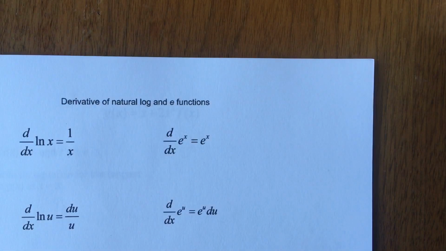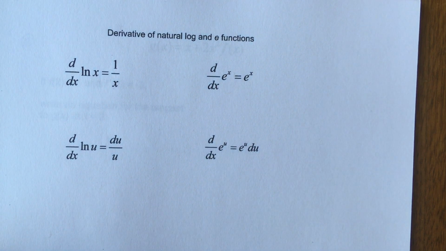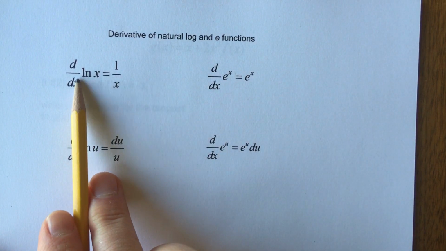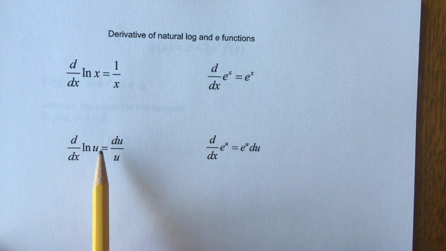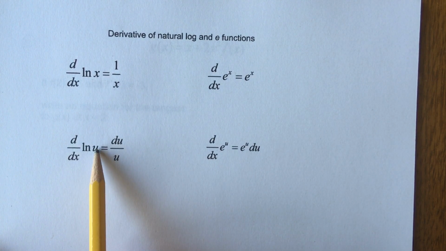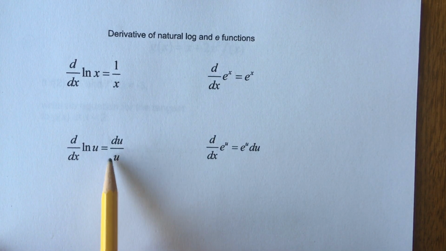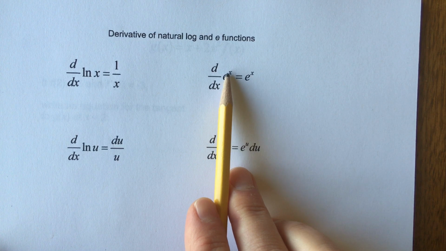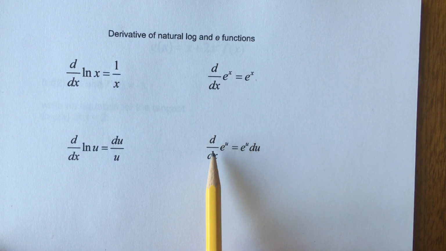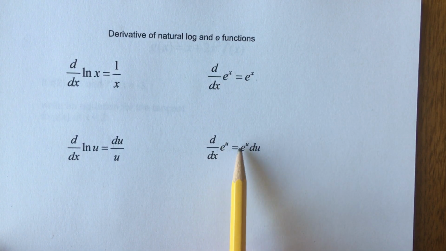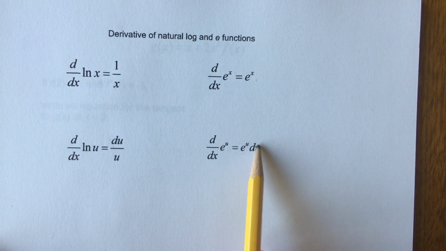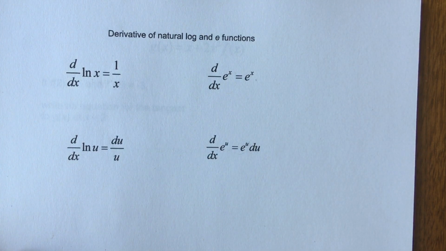So this page right here, just information only. As is this page right here, which is our derivatives of natural logs and things. And this one here is just saying the derivative of natural log is 1 over x. If it's anything more complicated than that, it's going to be 1 over whatever was inside times the derivative of what was inside. Okay? Same thing with e to the x. Derivative of e to the x is e to the x. If it's anything other than x, then you're going to repeat the whole thing, e to whatever it is, times the derivative of what was inside there.